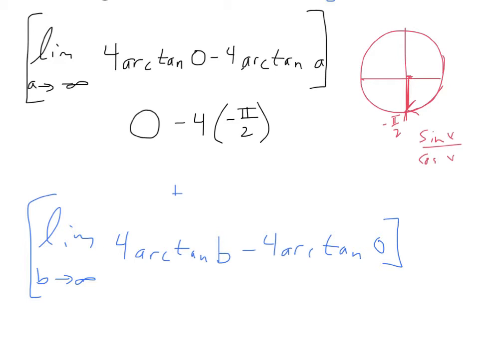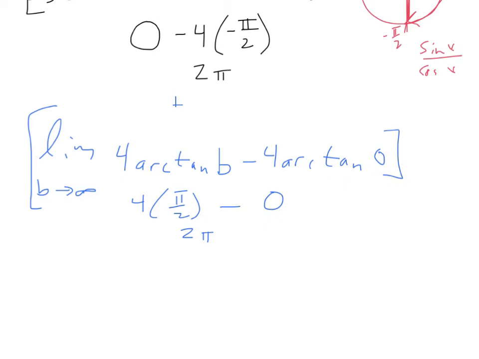So the top one ends up basically being 2 pi. Now for the bottom one, we have 4 arctan of b, and b is approaching positive infinity. So if b is approaching positive infinity, it means I still need cosine to be 0, but I need sine to be positive. That's going to be happening as I reach positive pi over 2. So if I have 4 times positive pi over 2 minus the same 0 again, this part of the integral is 2 pi, so we have the original 2 pi and then the second 2 pi. When I add those two things together, my final answer for this problem ends up being 4 pi.